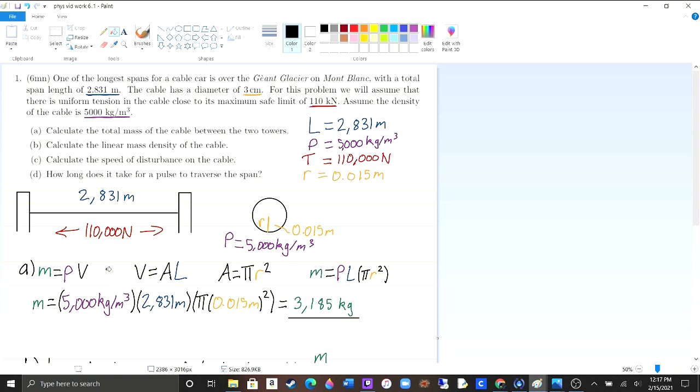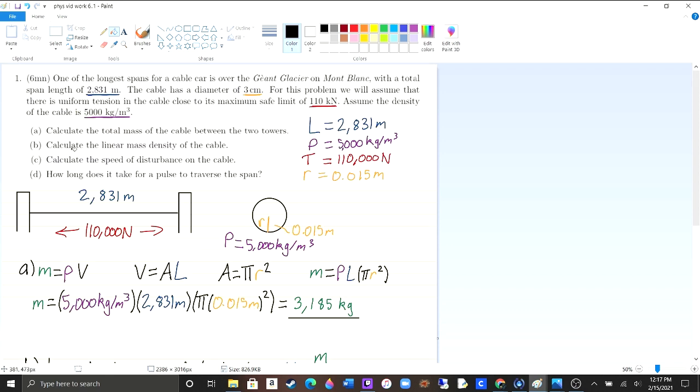So we can combine all 3 of these, and we get that our mass is equivalent to the density of our cable times the length of our cable times pi r squared. So we can plug all of those in, and we find that the cable has a mass of 3,185 kilograms.